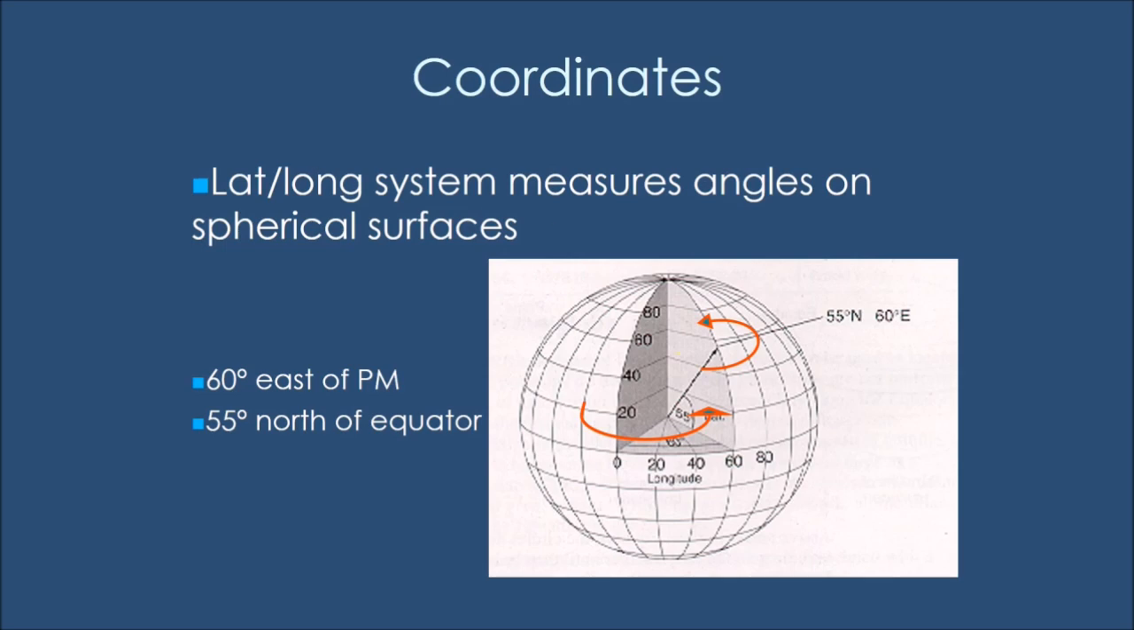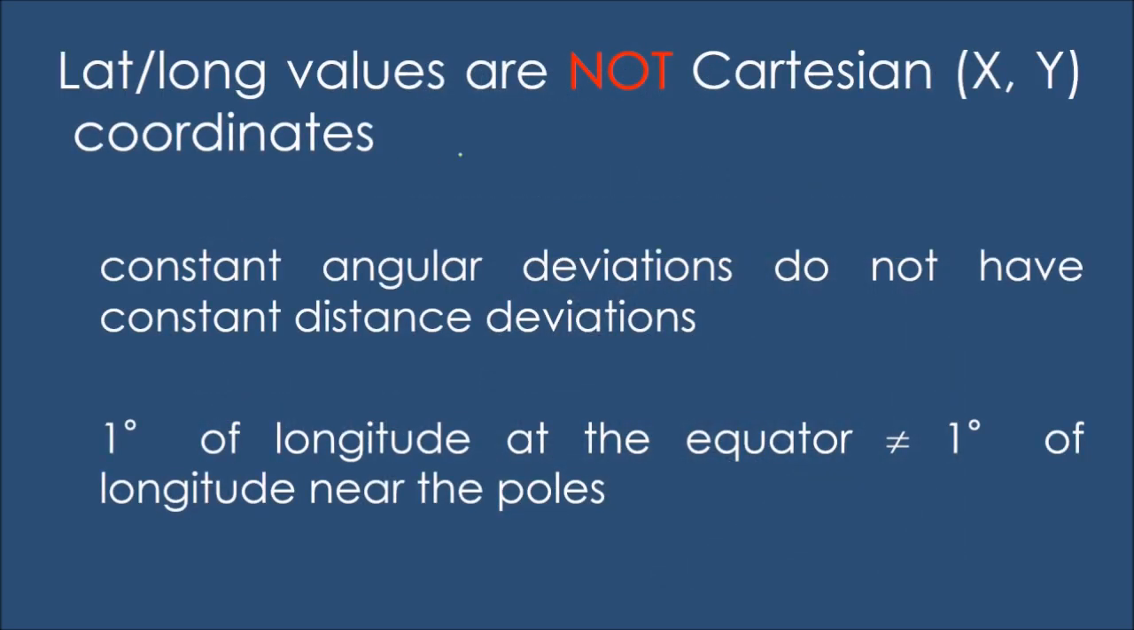Coordinates, these are the latitude longitude system, measured as angles, as spherical coordinates. See, this is your angle, this is called the longitude, this is the latitude, say 60 degrees east of the prime meridian, 55 degrees north of the equator. So latitude longitude values are not Cartesian coordinates x, y, they are angles. So constant angular deviations do not have constant distance deviations. One degree of longitude at the equator does not equal one degree of longitude near the poles.